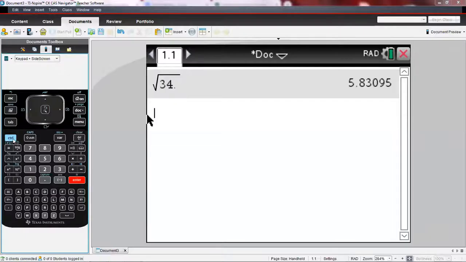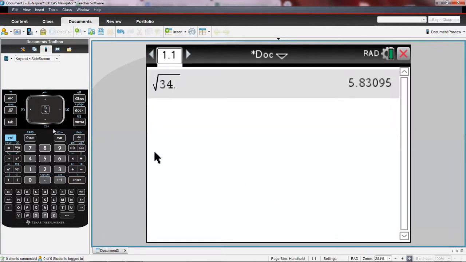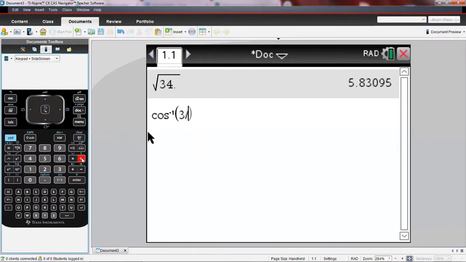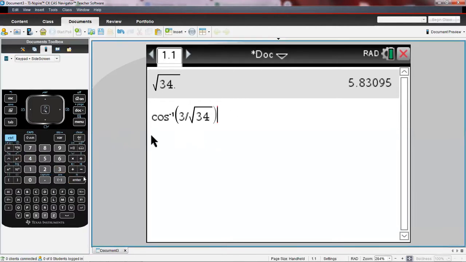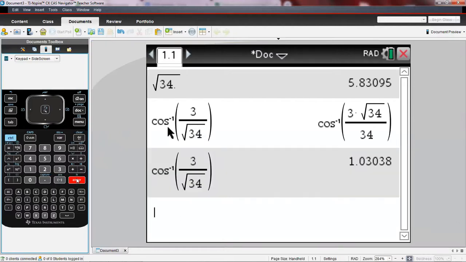Calculator. So we're going to press control, it's trig. Trig is cosine. In this case, cosine is going to be this one, cosine -1, the same as arccosine. And I'm going to put here 3 divided by control square root of 34. Oh, right here. Control square root 34. And I press enter. Okay, if I get this strange thing, I press control enter. And I get this is 1.03038. Okay.